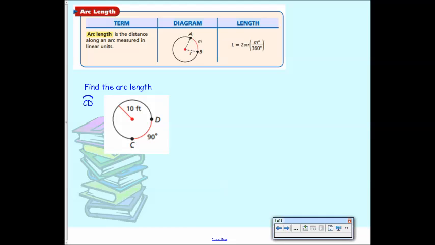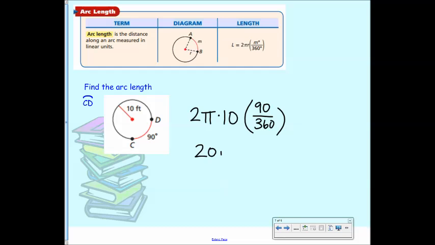90. So it will be 2 pi times 10, and then 90 over 360. What's 2 times 10? 20 pi. And then 90 over 360 is 1/4. So really, multiplying by 1/4 is the same as dividing by 4. So what's 20 divided by 4? 5. 5 pi, which would give you approximately 15 point something. If you can figure that out, but you don't have to.